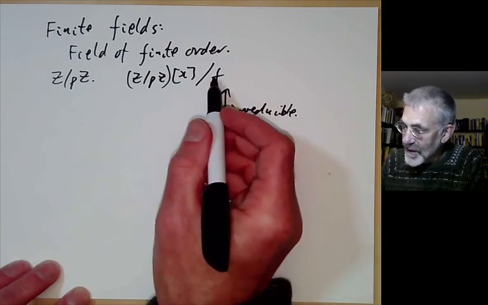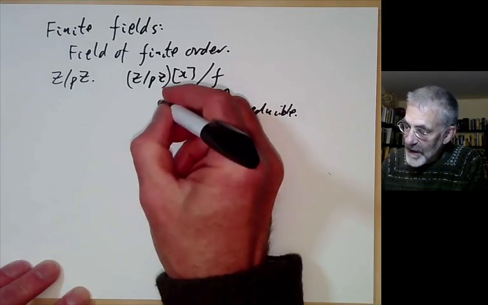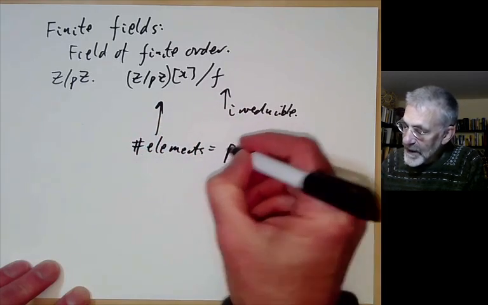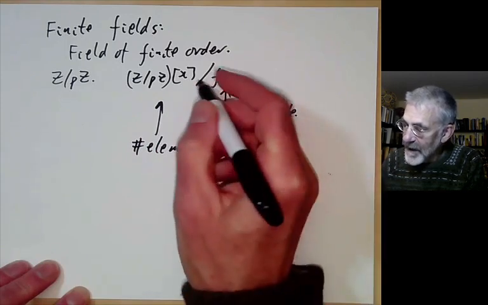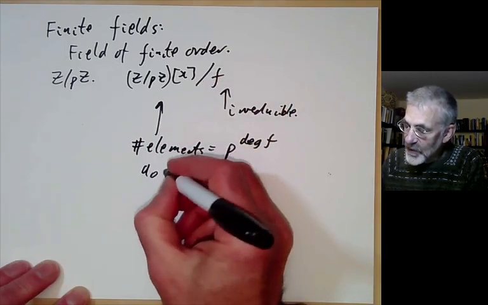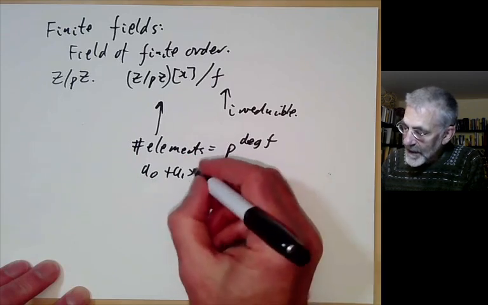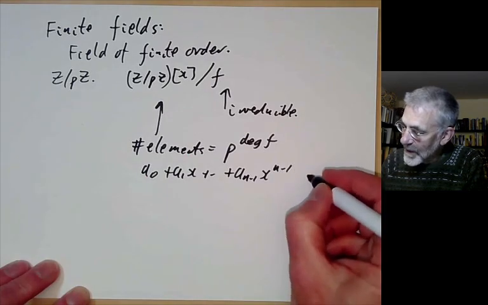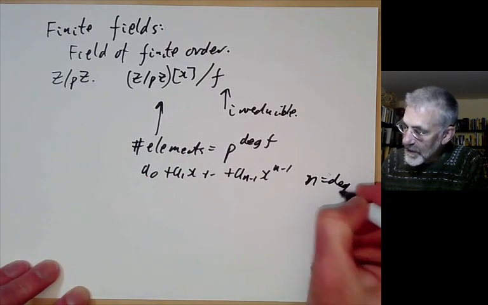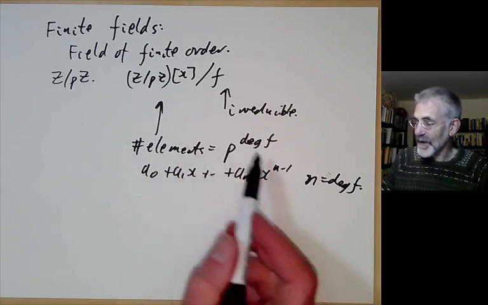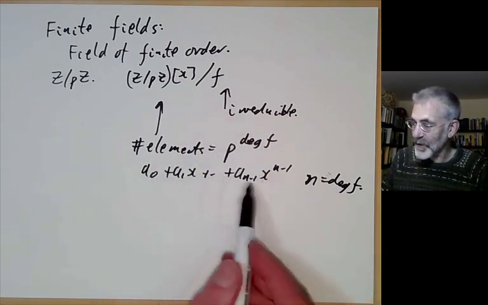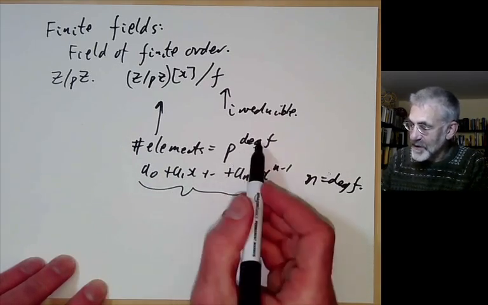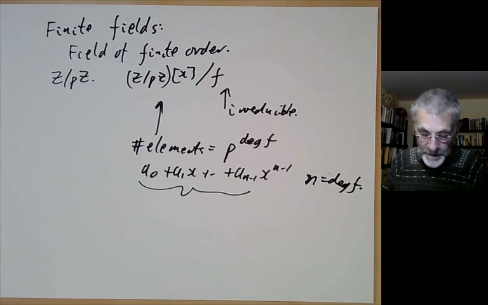4 or 8 or 16. You notice the number of elements is just equal to p to the power of the degree of f, because the elements are just things of the form a naught plus a1 x all the way up to plus a n minus 1 x to the n minus 1, where n is the degree of f. That's because any polynomial is a multiple of f plus a polynomial of degree less than f. And the number of these is just p times p times p and so on, which is p to the power of the degree of f.